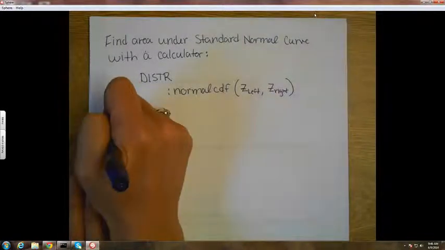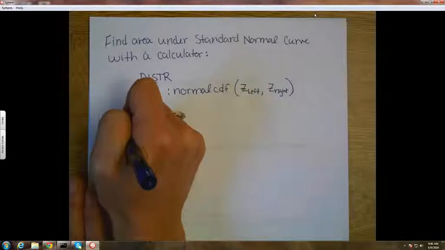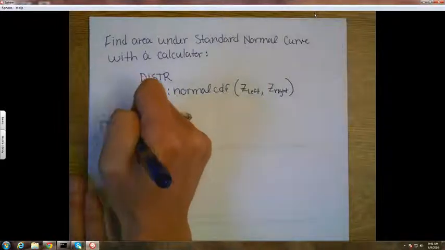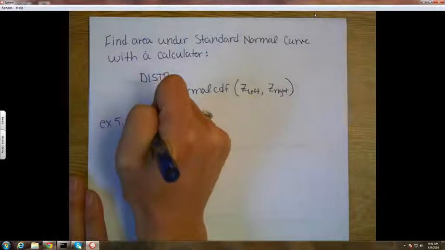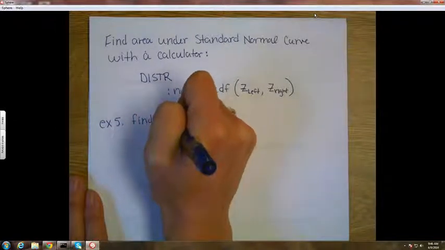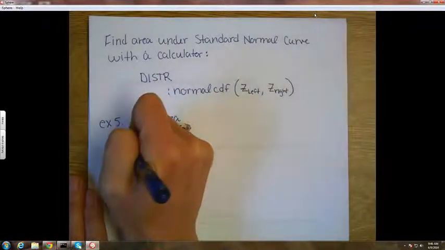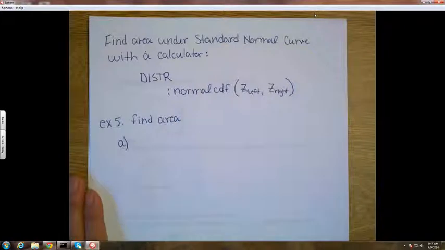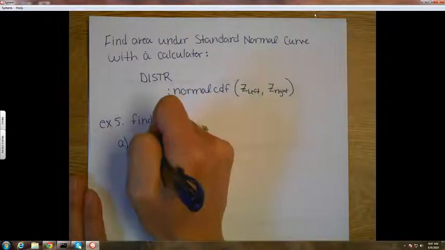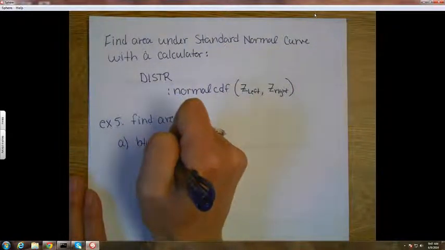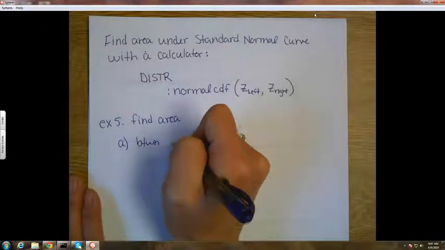So let's try a couple. So find the area using a calculator. Let's do the ones we just had. Let's go between. Let's see how close the table is to our calculator.